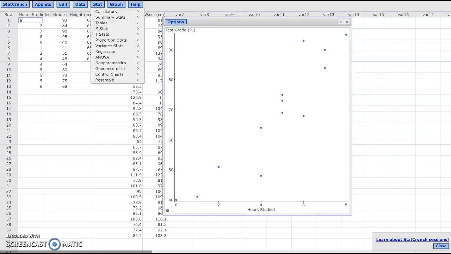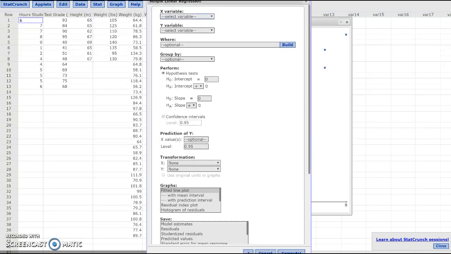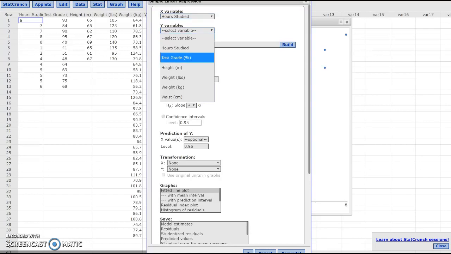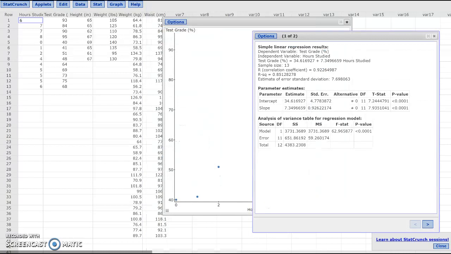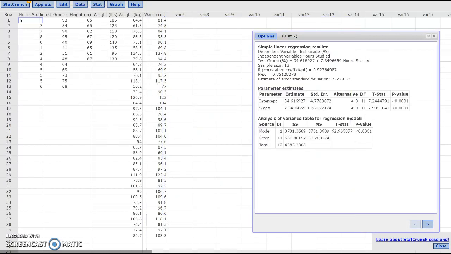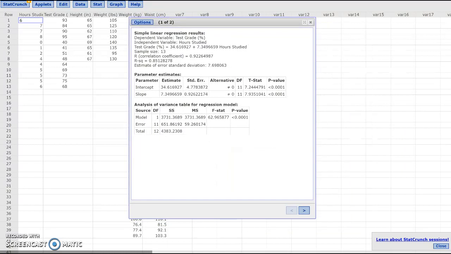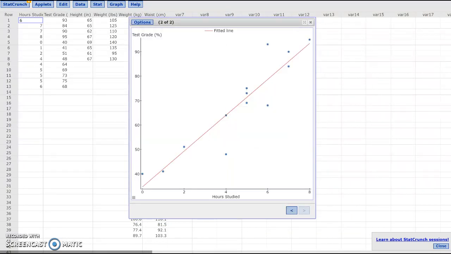And if I go to stat and go to regression, and simple linear, these are the steps, I'm going to go ahead and do the same steps. I'm going to put hours studied as my x, my y variable is going to be test grade, and I compute. I'm going to get all this stuff, which you'll know what it means. And then if I click on this arrow, I will see the scatter plot with the line of best fit, okay?